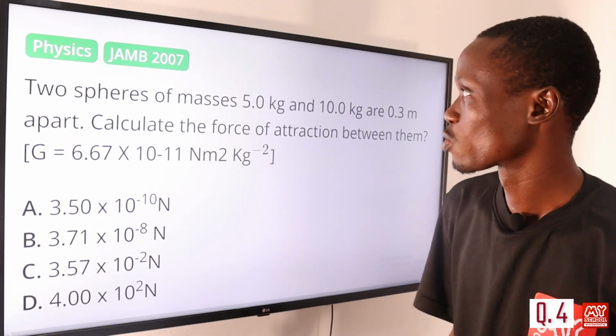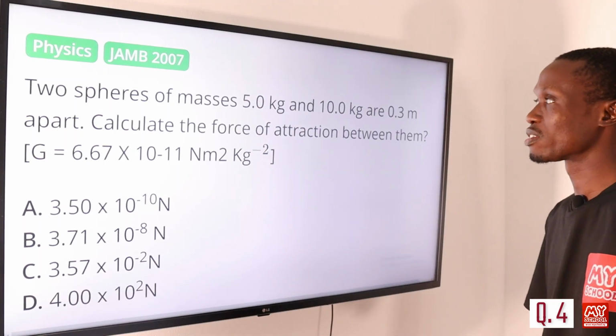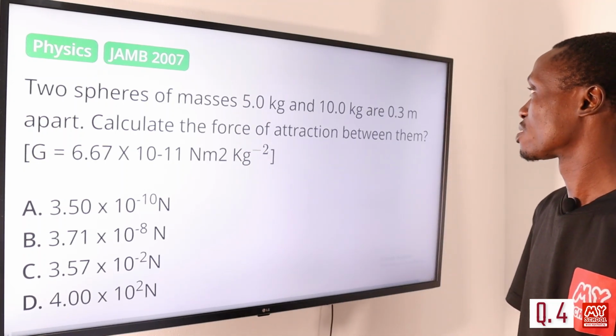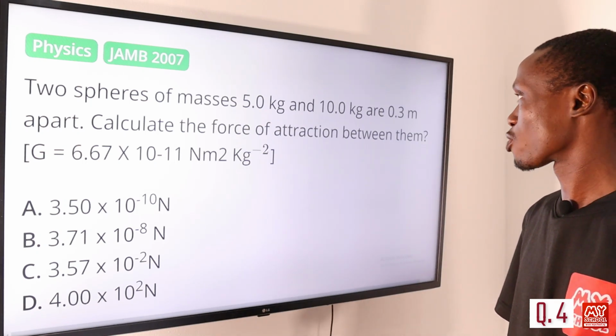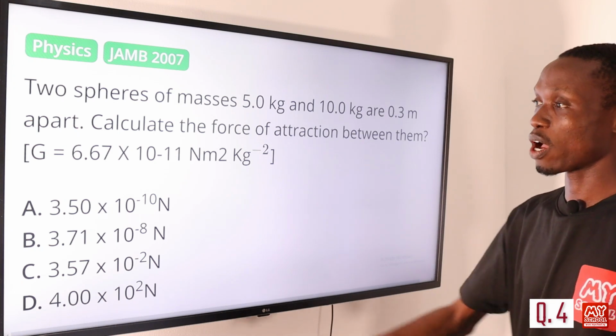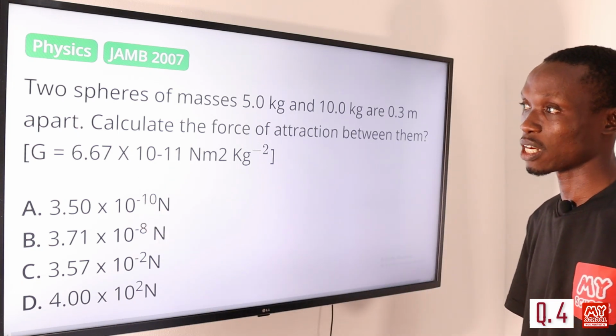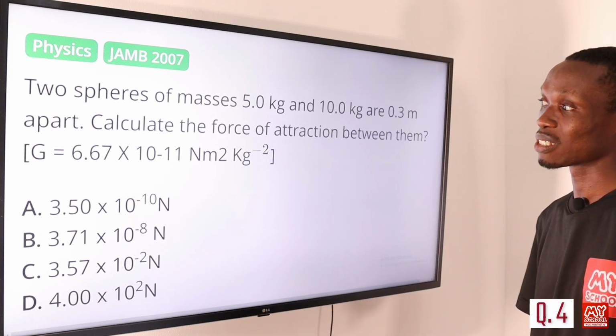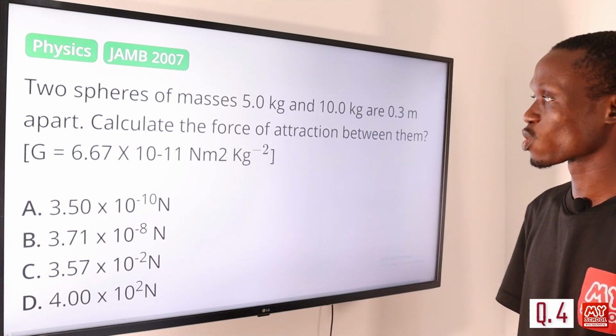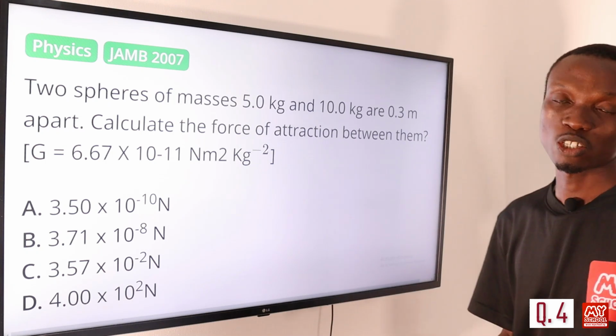Question 4. Two pairs of masses 5.0 kg and 10.0 kg are 0.3 meters apart. Calculate the force of attraction between them. We are asked to take the gravitational constant to be equal to 6.67 times 10 raised to power minus 11 Newton meter square per kilogram square. So let's move over to the board to provide the answer to this question.